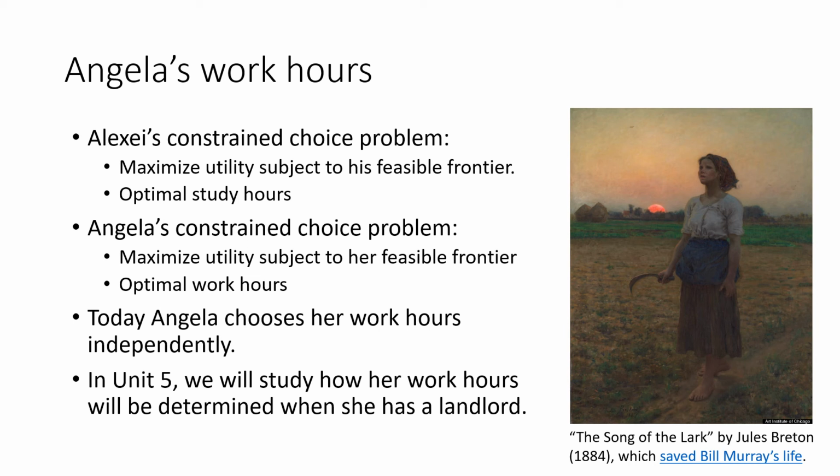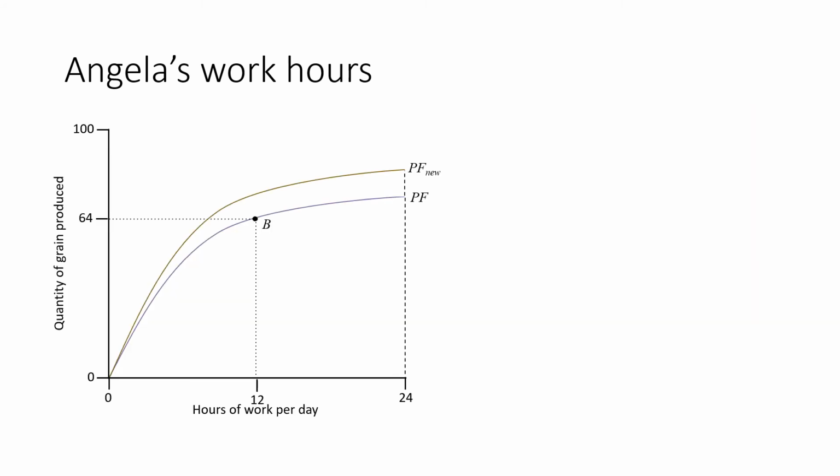So far, we have met one production function and translated it into a single feasible frontier. But what if something like the Industrial Revolution occurs where there are improvements in technology? How will this impact Angela's production function and work hours and her feasible frontier? PF is Angela's production function before an improvement in technology, and PF new is her production function with the introduction of a new technology. In other words, PF new is a result of economic growth.